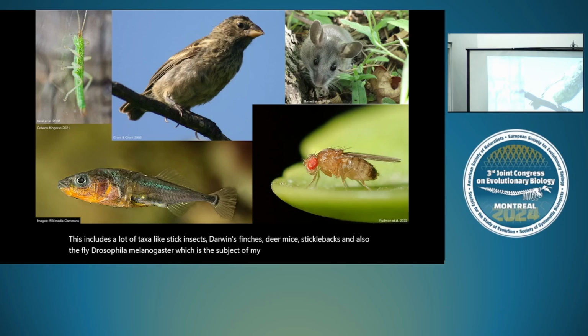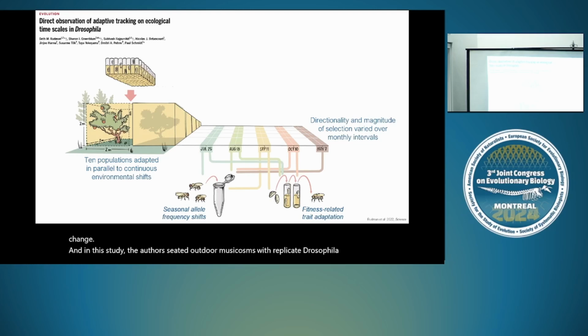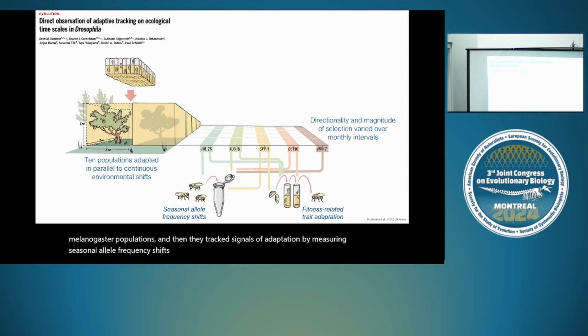So recent work done by our lab has demonstrated that flies can rapidly adapt to track continuous environmental change. In this study, the authors seeded outdoor mesocosms with replicate Drosophila melanogaster populations, and then they tracked signals of adaptation by measuring seasonal allele frequency shifts and fitness-related trait adaptation from July to November. And the authors determined that 10 populations of flies adapted in parallel to continuous environmental shifts, and the directionality and magnitude of selection varied over monthly intervals.